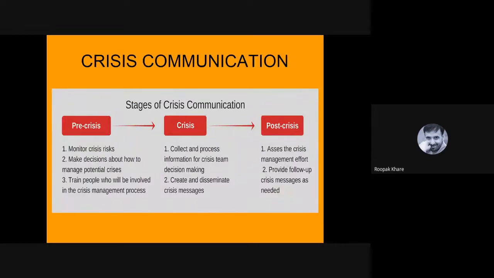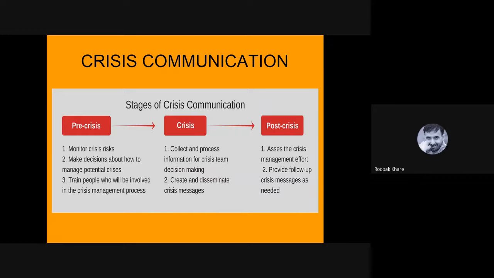Now, in times of crisis, communication becomes the most crucial thing, right? Unless and until the right information is conveyed, the problems cannot be resolved. There are stages of crisis communication. The first one is pre-crisis. There is some sort of communication that takes place before the crisis arrives, right? This communication is about preparation. Monitor the crisis, make decisions about how to manage potential crises. What kind of crisis could come? How would you manage them?